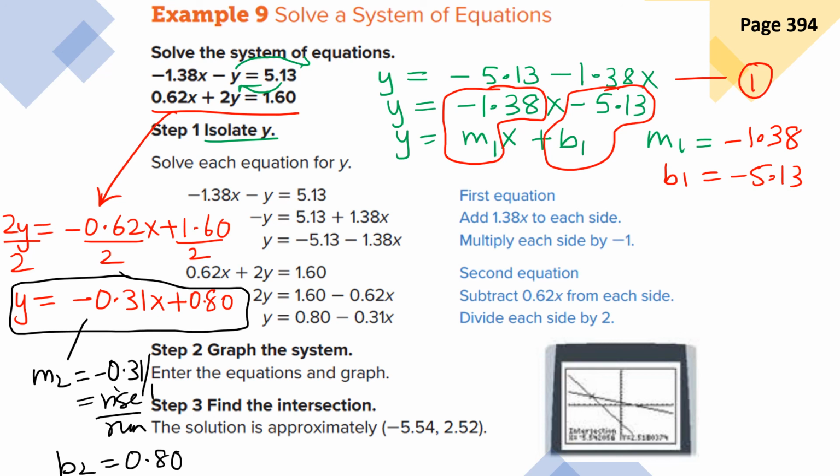Now you will graph the equation just like you did in the last question, and you will find the solution. So approximately your value of x will come out to be negative 5.4, and y will be 2.52. So without the calculator, this is how you do the question as in the last method.